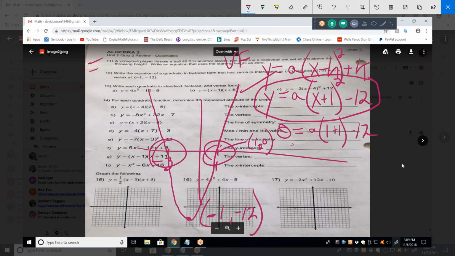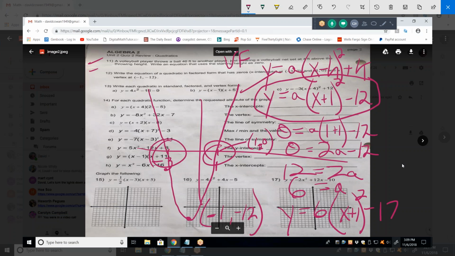So I've got 0 equal 2A minus 12, 2A equals 12, A equals 6. I've got my equation. Y equals 6 times x plus 1 squared minus 12. There's your answer. I could also have used that point over there, -3, 0. I would have gotten the same answer. But I've got to solve for A. Okay?